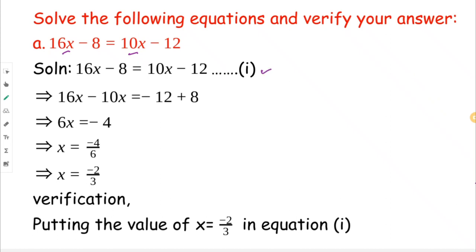Now because you can see that there are two like terms here, I have to keep them together, right? So this is plus 10x. If it goes to the other side, sign will change, right? So it has changed to now minus. Same thing again here, this is minus 8. If it goes to the other side, sign will change, minus will change to plus, right? So you can see here plus 8.